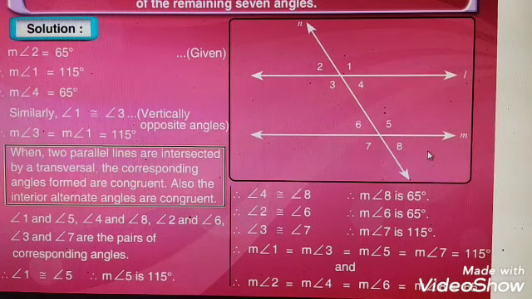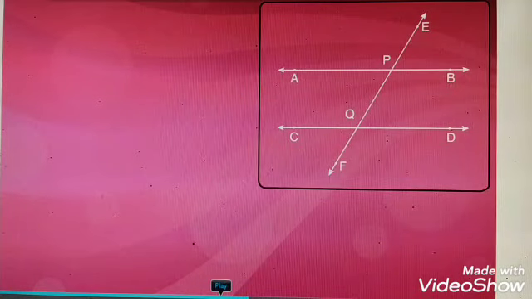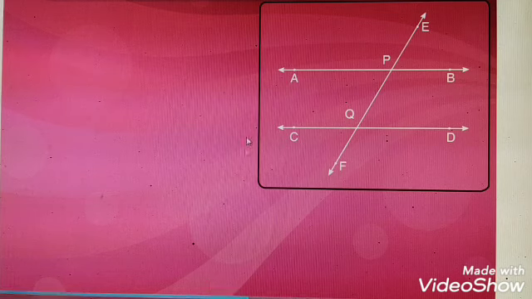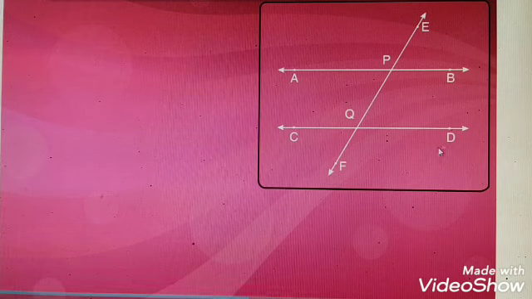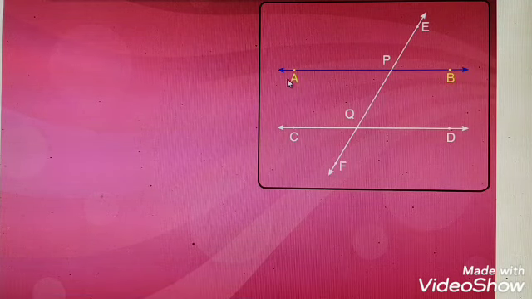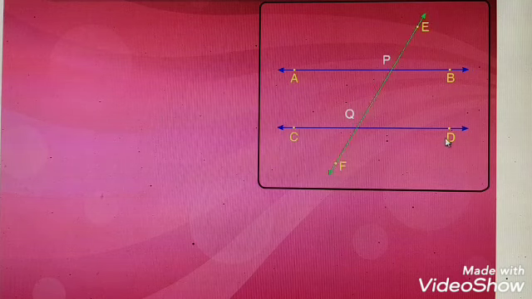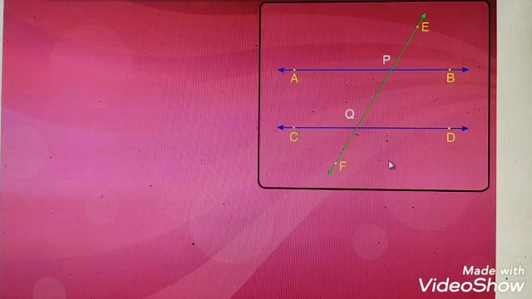Thus we can say that if any of the angles is given, then we can easily find the remaining 7 angles. Now let's see in this figure. Here line AB is parallel to line CD, and line EF is a transversal intersecting the two lines AB and CD at points P and Q respectively.